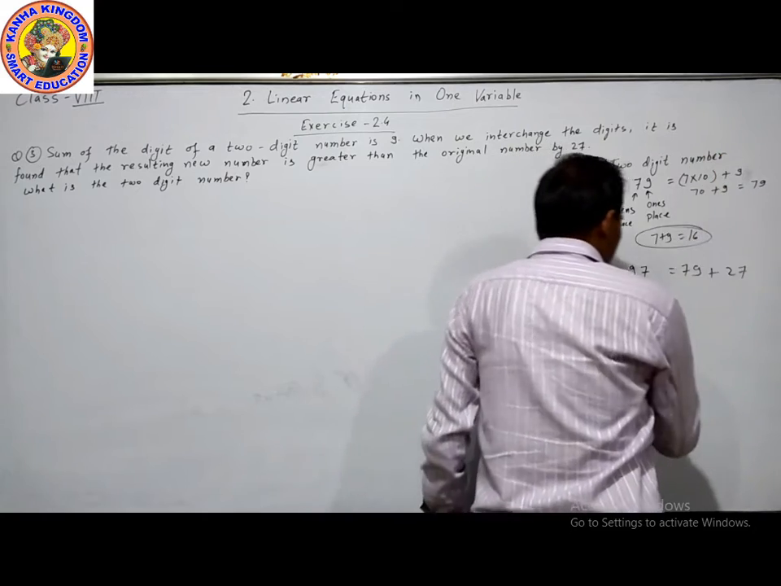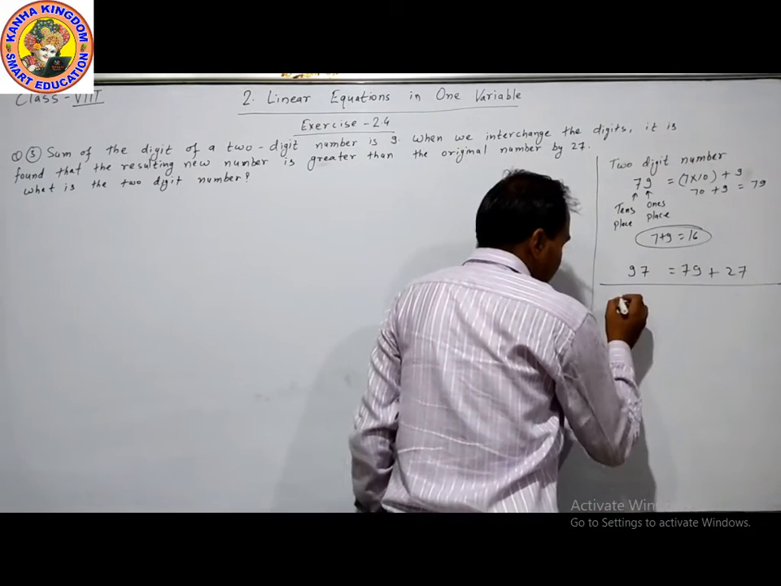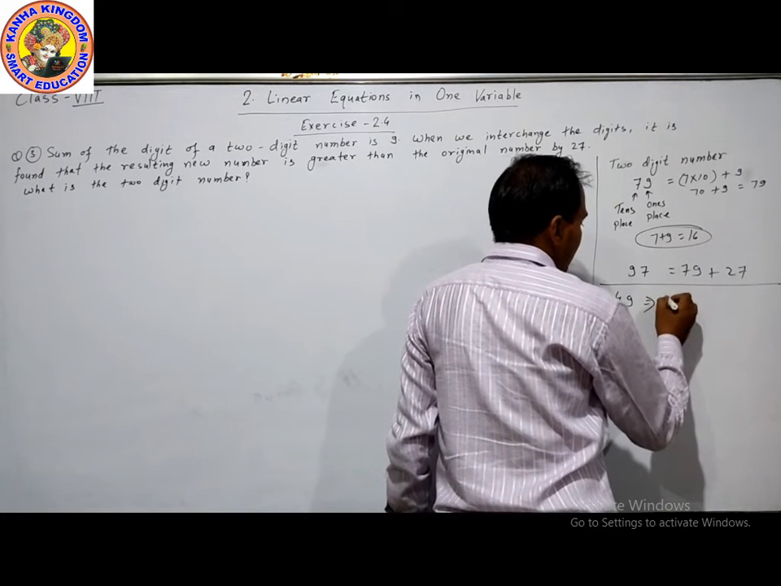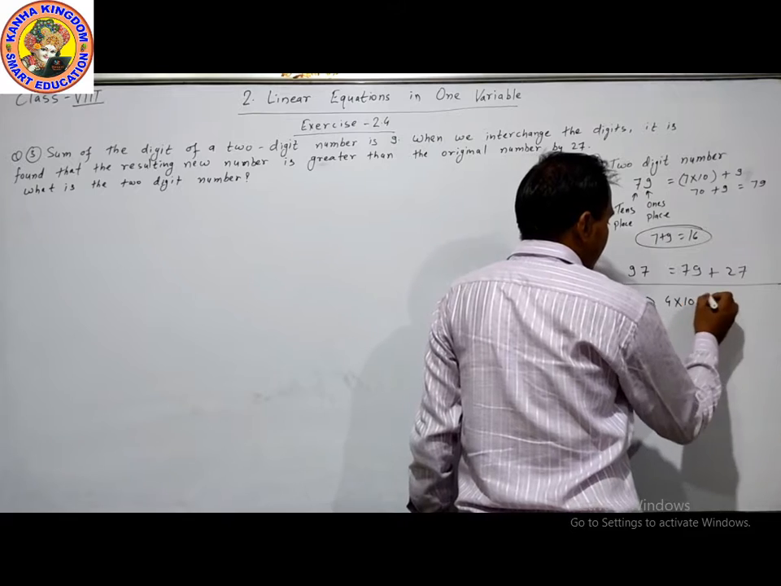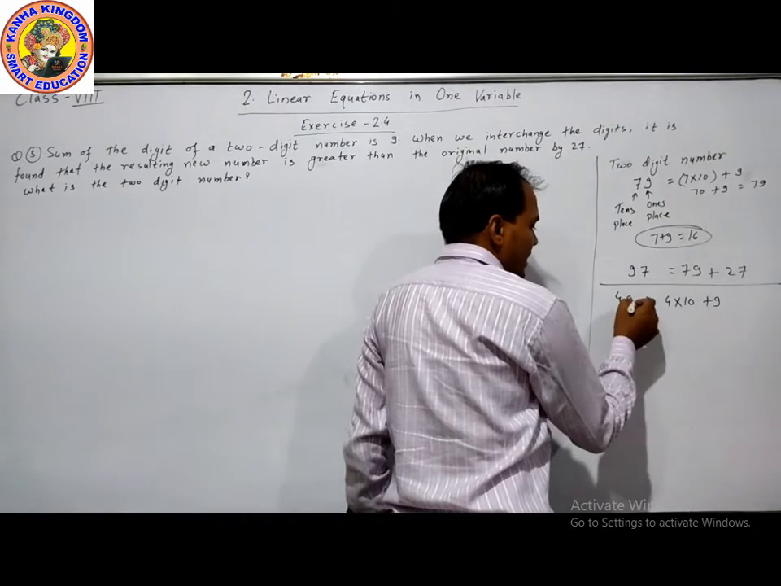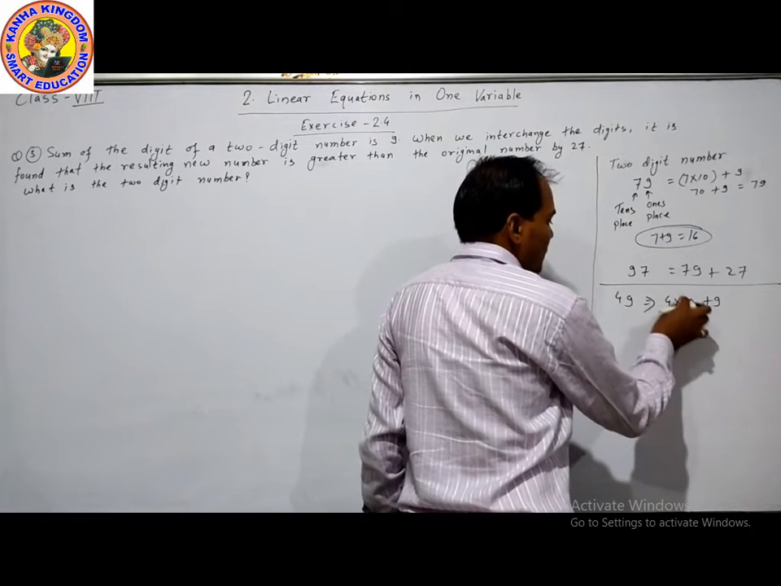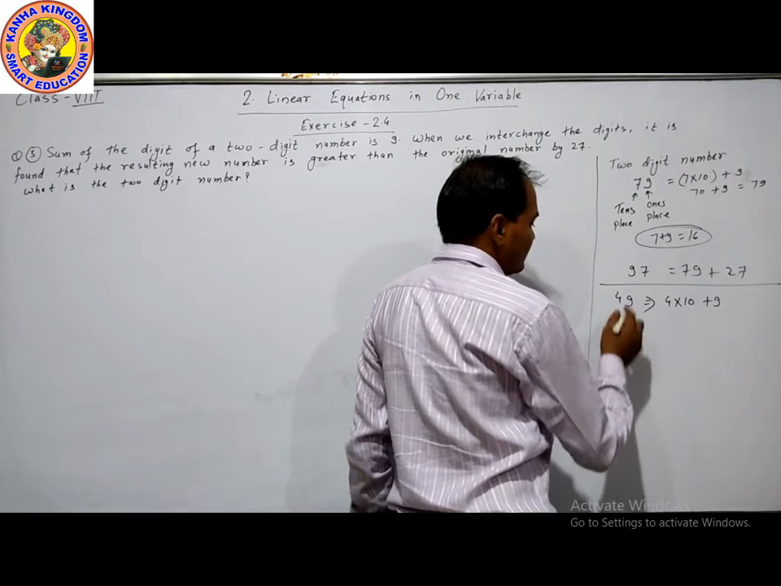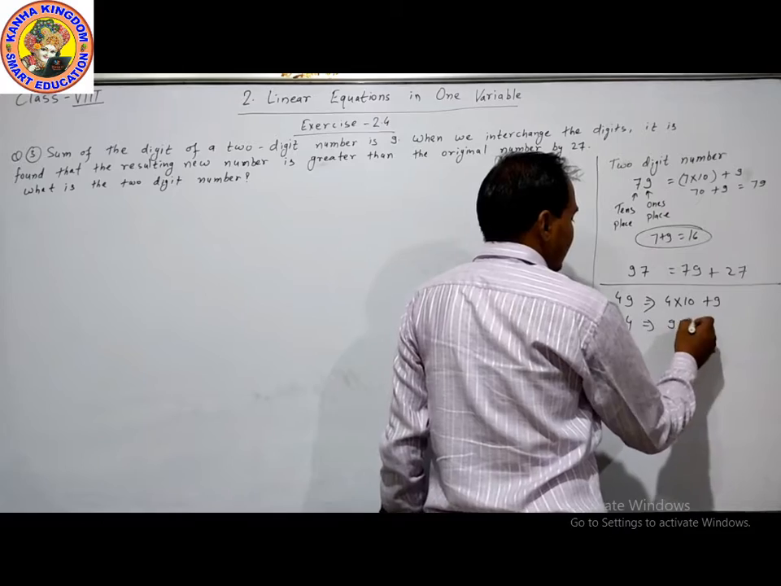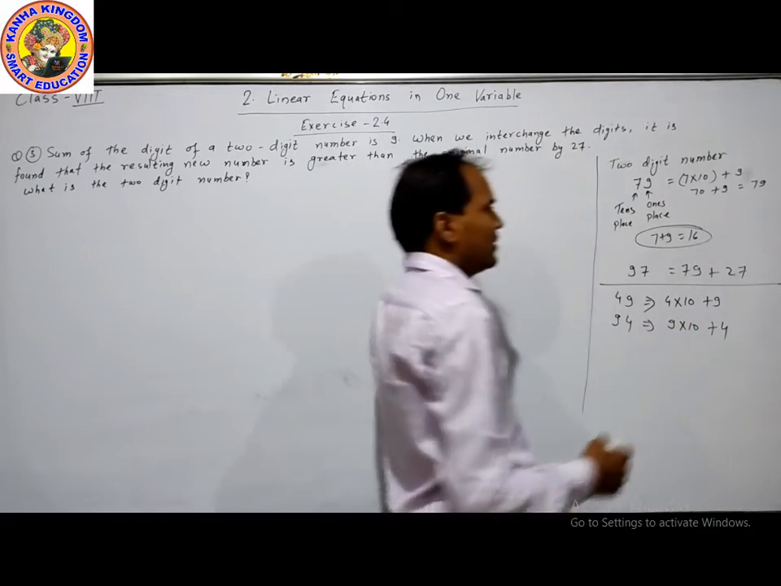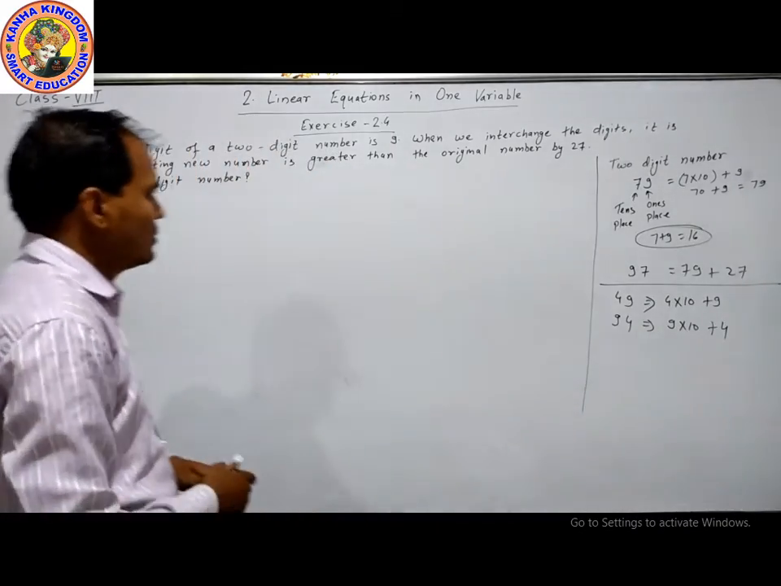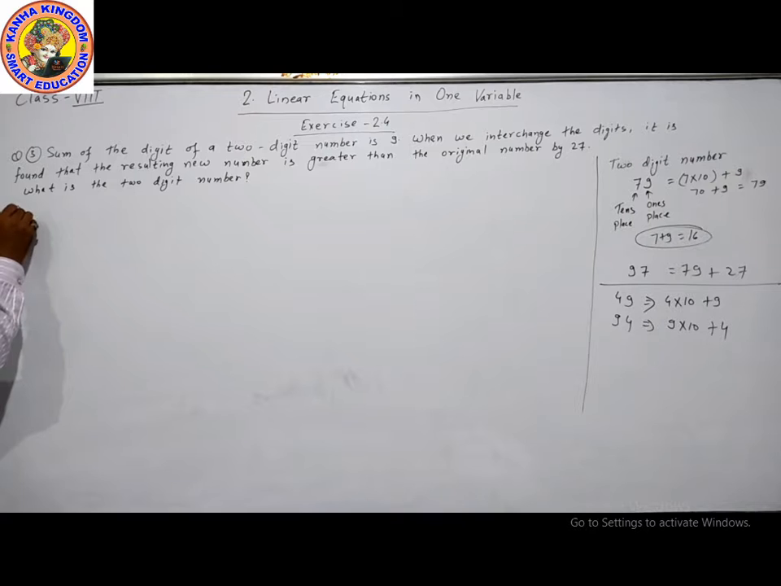Let's take another example: a two-digit number is 49, which can also be written as 4 into 10 plus 9. This is our tens place, this is our ones place. So 4 will be multiplied by 10, plus 9. When interchanging, we get 94, written as 9 into 10 plus 4. This is the concept of this question. Now let's answer the question from the beginning.